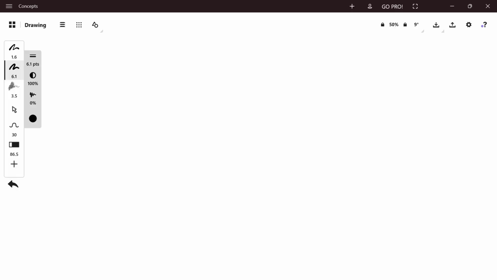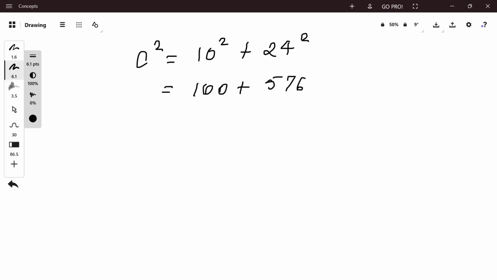Let C be the length of the broken pole, that is C square is equal to A square plus B square, that is C square is equal to 10 square plus 24 square, that is equal to 100 plus 576, which is equal to 676. That is C is equal to root 676, which is equal to 26 meters.